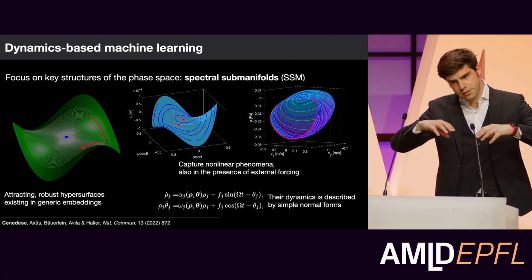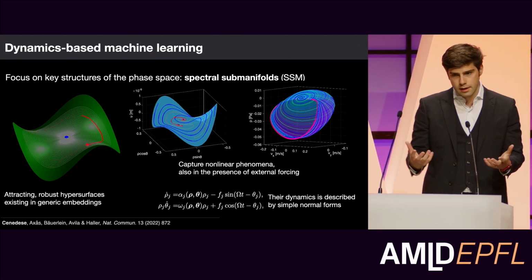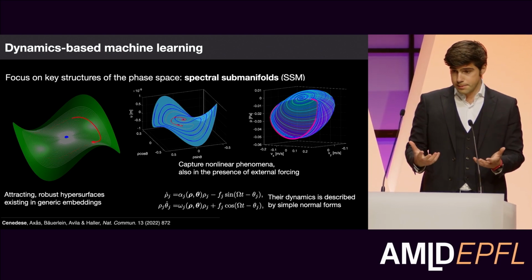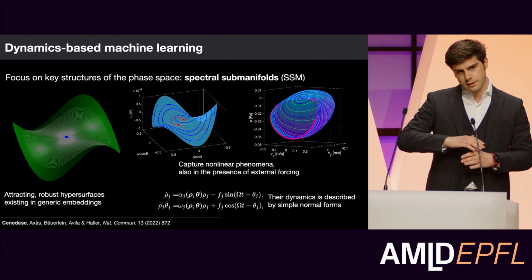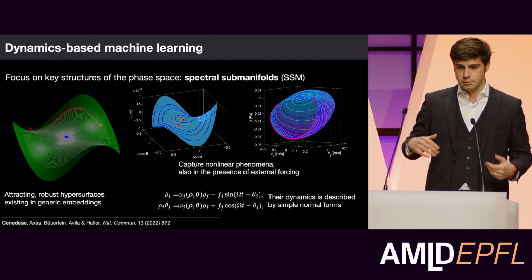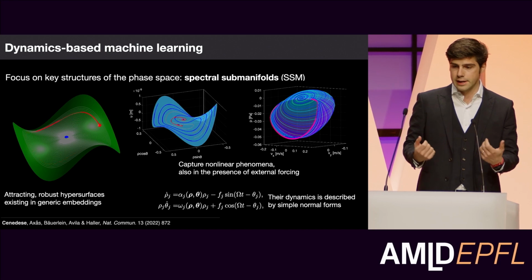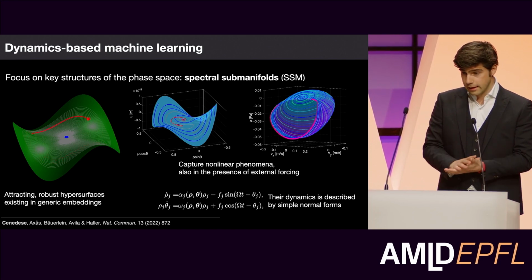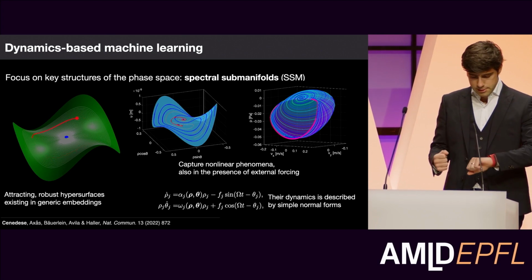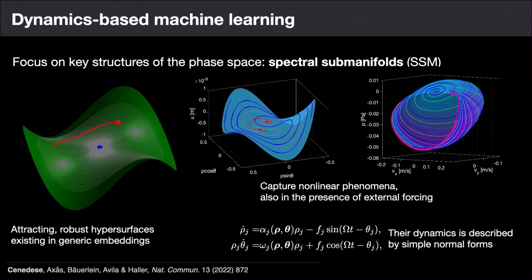Here the focus is on the identification of key structures of the phase space, which are called spectral submanifolds. You can imagine these as hypersurfaces in the phase space that also exist in delay embeddings, and they are highly influential for the dynamics. They are attracting, they can capture non-linearizable phenomena, and their dynamics can be written in very simple normal forms that have physical meaning. Normal forms are really the core of nonlinear dynamics.